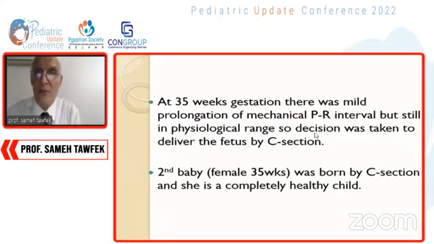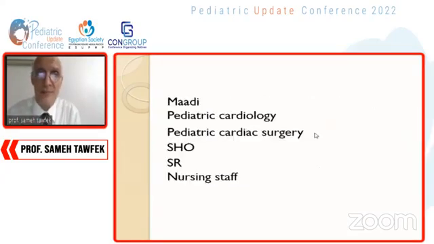At 35 weeks of gestation, the fetus had prolongation of PR interval, but in a physiological range. So the decision was made to deliver this fetus by cesarean section. The second baby was a female, born by cesarean section, and she was completely healthy, a normal neonate. This is the story of our complete congenital heart block done in my hospital.